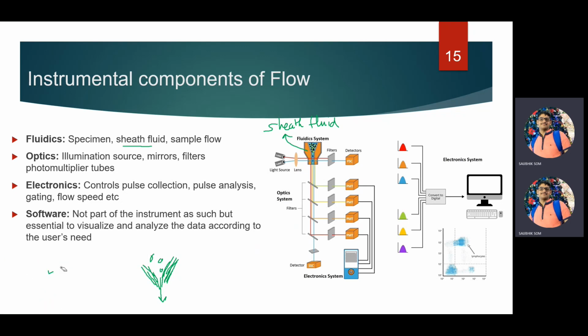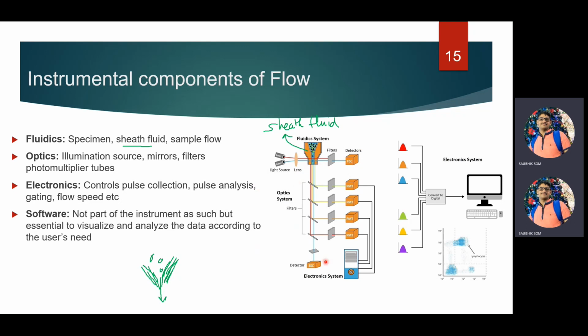Yeah. So this is how the sheath fluids work, and after the sheath fluid comes, there is a light source and there are lasers. These lasers illuminate the cells, and there are different types of detectors. One detector is present at the forward or 180-degree angle from the light source, which detects the forward scatter. I will come to what forward scatter and light scatter are.